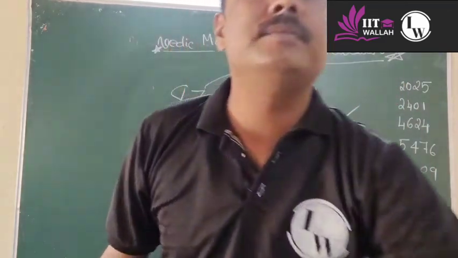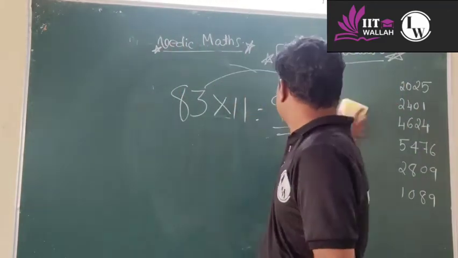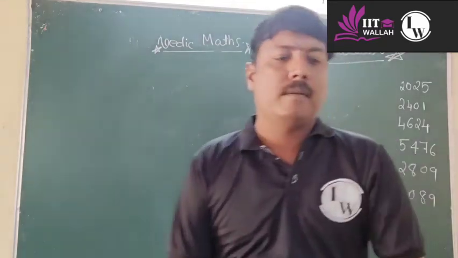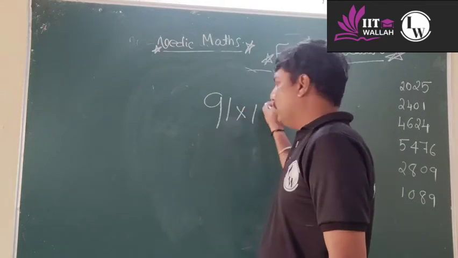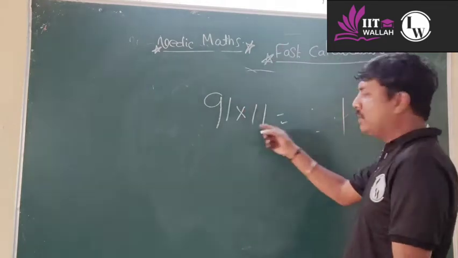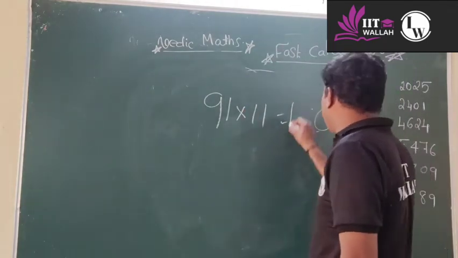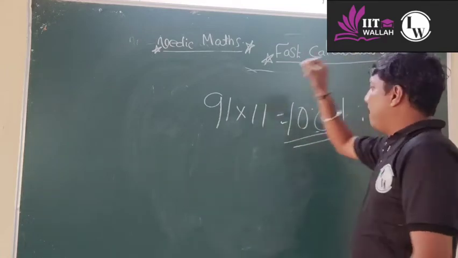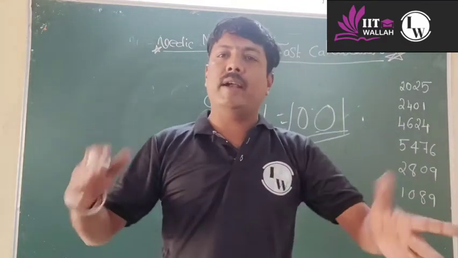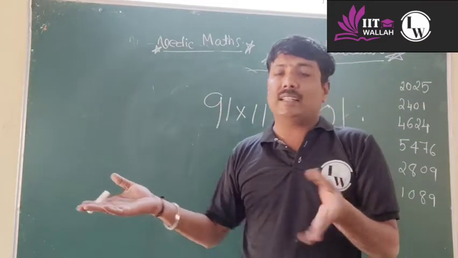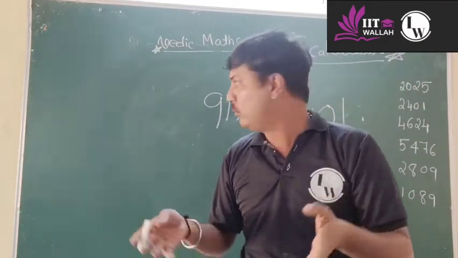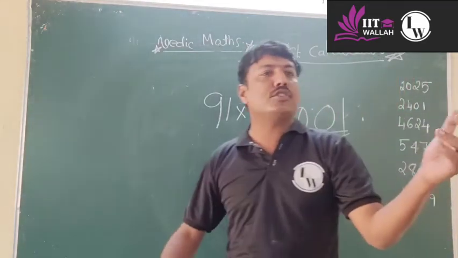Any 2-digit number? Yes, 91. Okay, 91 into 11. So first I will write 1, then 9 plus 1 is 10. Then 1 would be carried to 9. 1001. So 91 into 11 is nothing but 1001. See how fast we can calculate. Otherwise it will take much time for your calculations. Give me another 2-digit number.